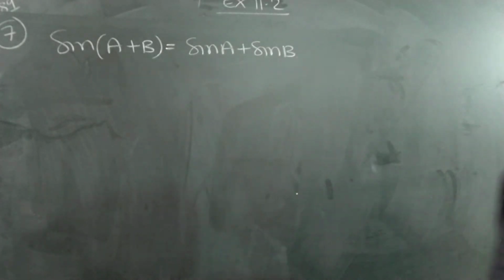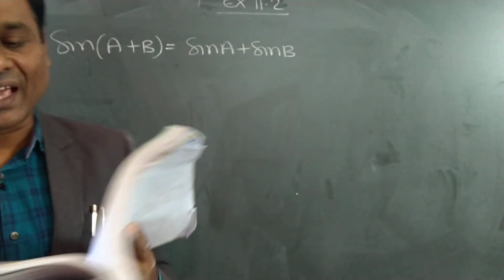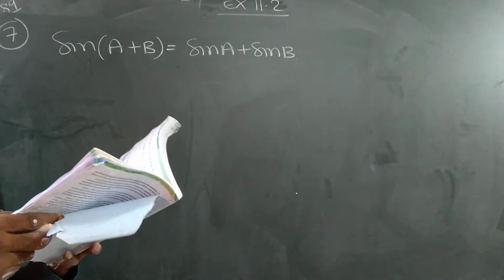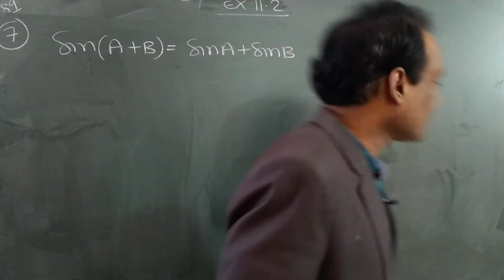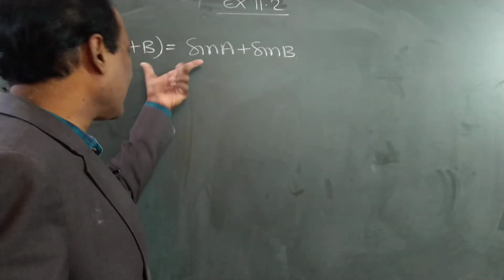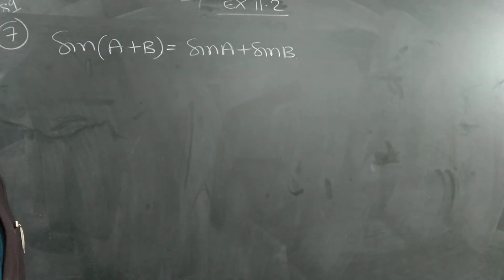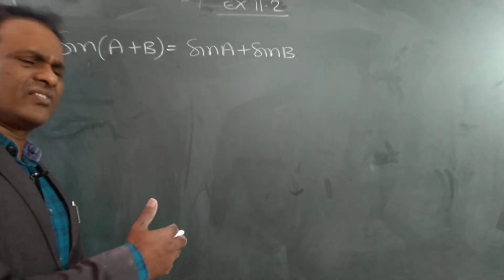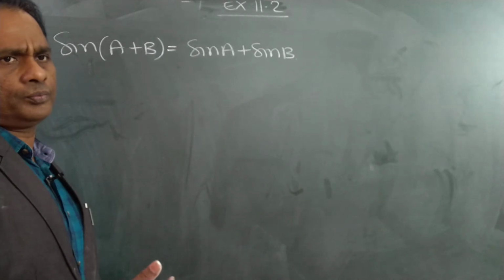Now, seventh question. See the problem. Is it right to say that sin (A plus B) is equal to sin A plus sin B? Justify your answer. Is it correct? Is it right or wrong? True or false? Justify your answer by giving an example. We have to prove whether this is true or false.